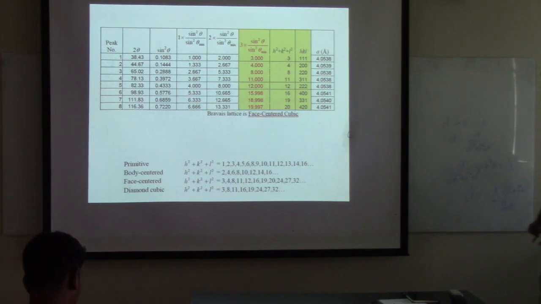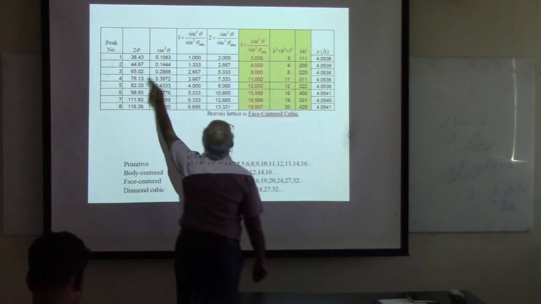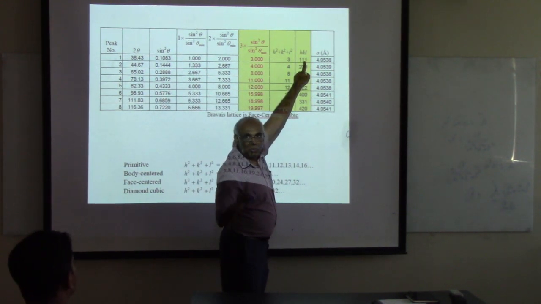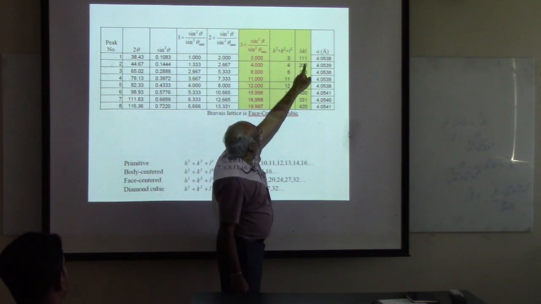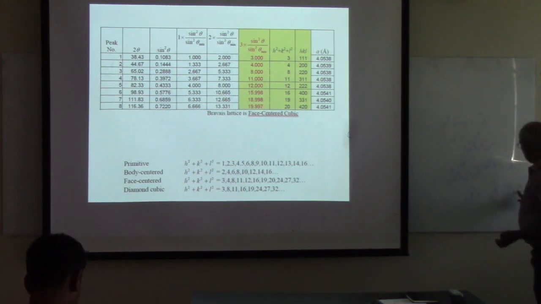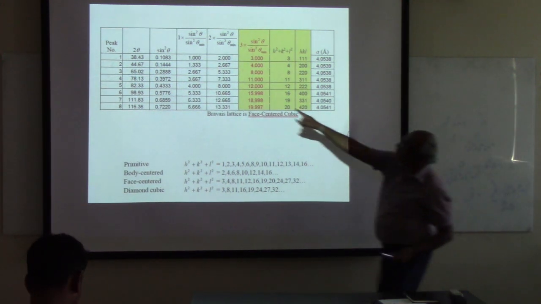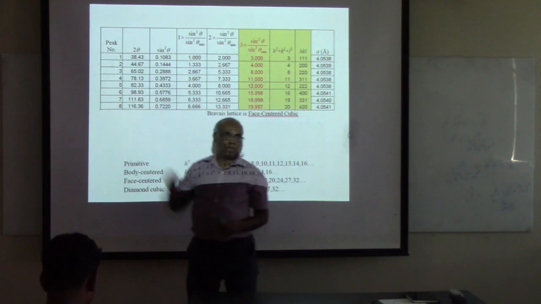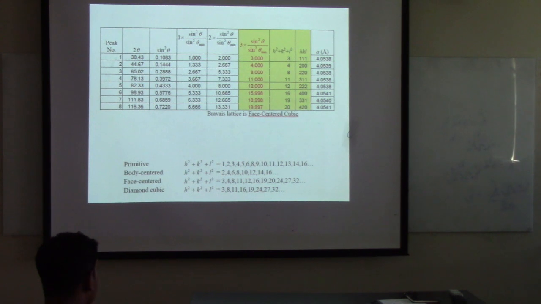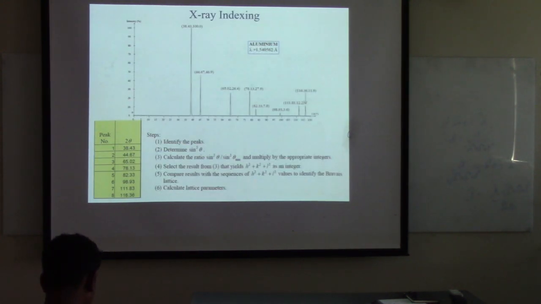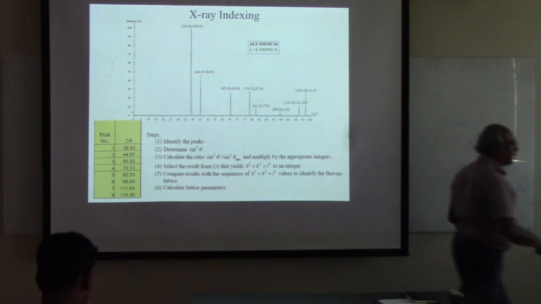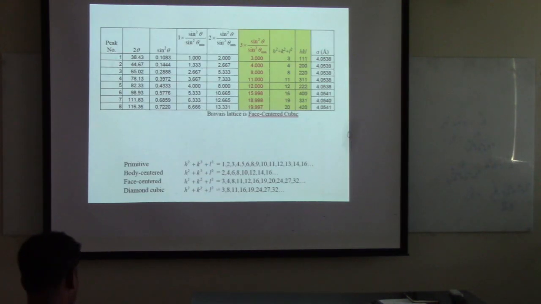So now we know each plane. Here, if I get 3, that comes from 1, 1, 1, right? Because we know FCC has to be all odd or all even. So now I know 1, 1, 1, and we just plug in 1, 1, 1 here. Theta, we know, is half of this angle. Then you need to know lambda. At the beginning I told you lambda is 1.54 angstrom. That's copper K-alpha. From that you can calculate your A.